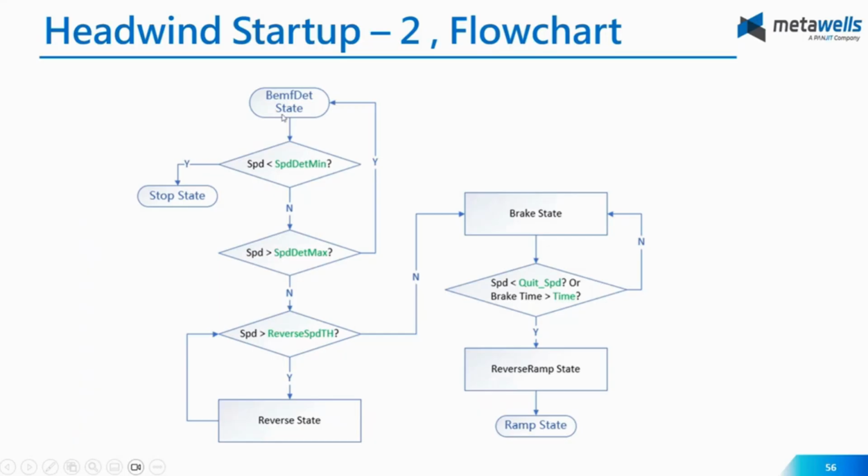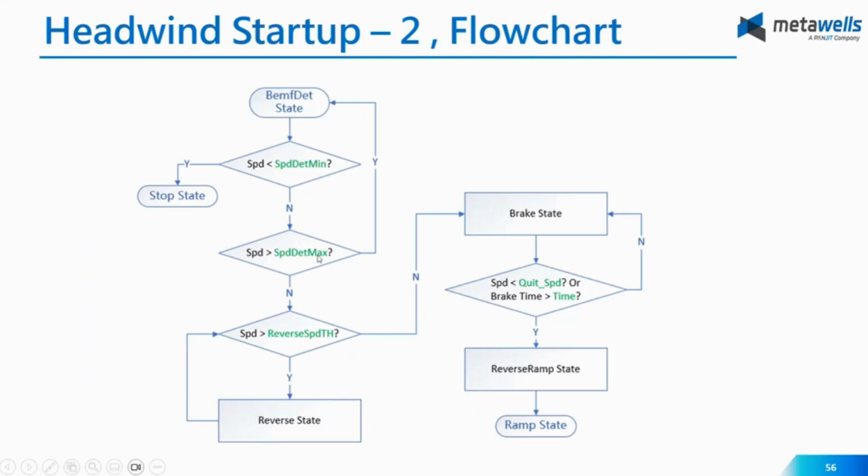Step one, the backhaul detect state. First, we use speed detect minima to check whether the motor has come to a stop. If the detected speed is lower than speed detect minima, it means the motor is stopping, so the system goes to stop state. And second, we check the speed. Is it bigger than speed detect max?